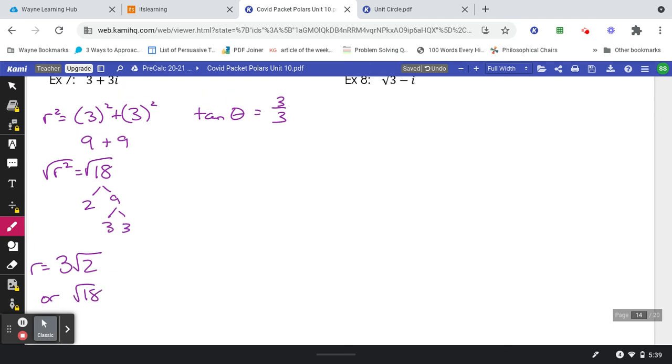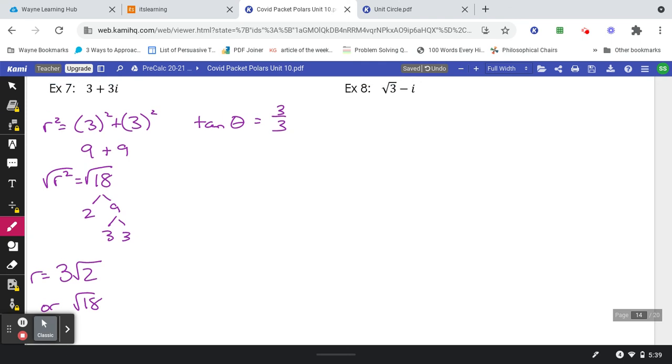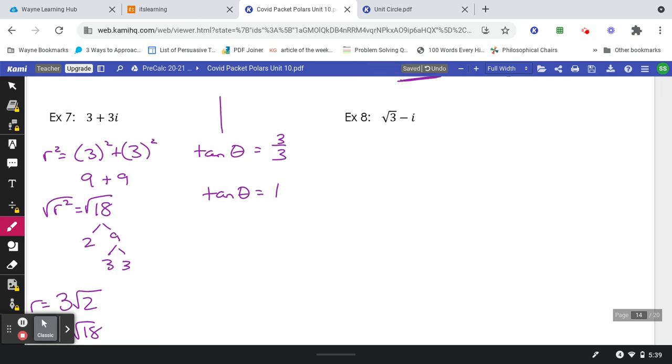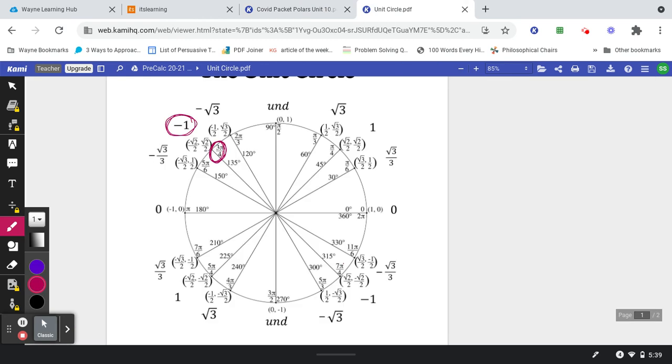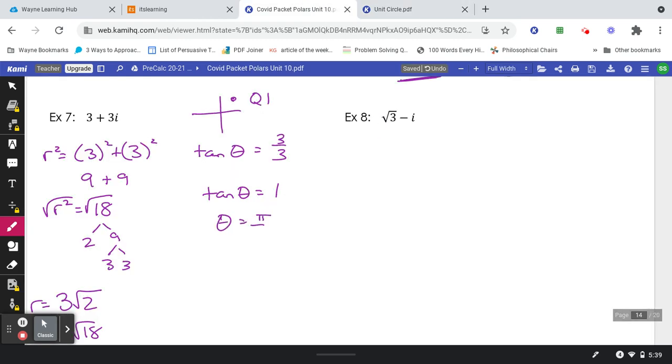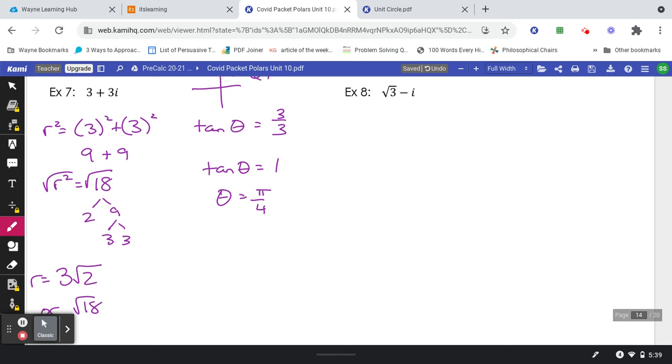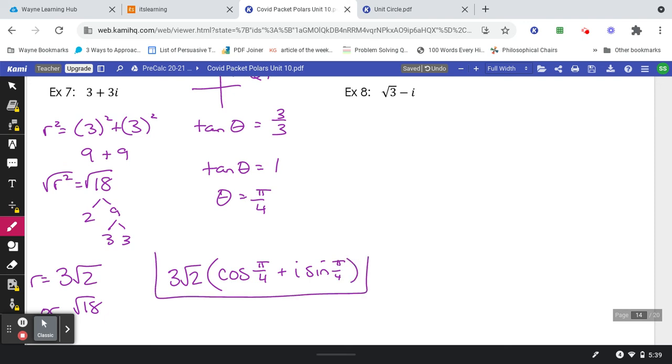All right, so for example number 7, you have the 3 square root of 2 if you broke it down, or you could just leave it as the square root of 18. For a tangent, 3 divided by 3 is 1. This is happening in quadrant 1. And we get that at pi over 4. So we write our answer as 3 radical 2 cosine pi over 4 plus I sine pi over 4. There we are.